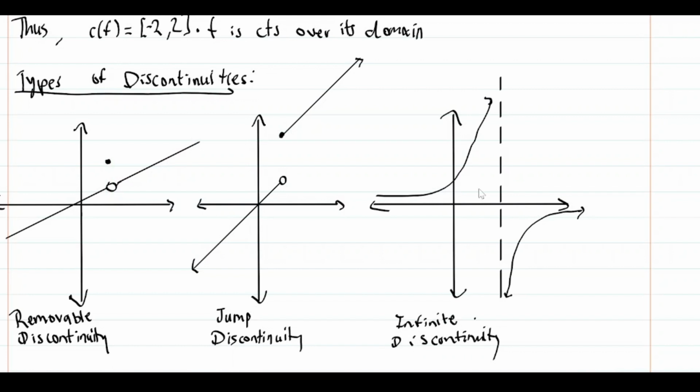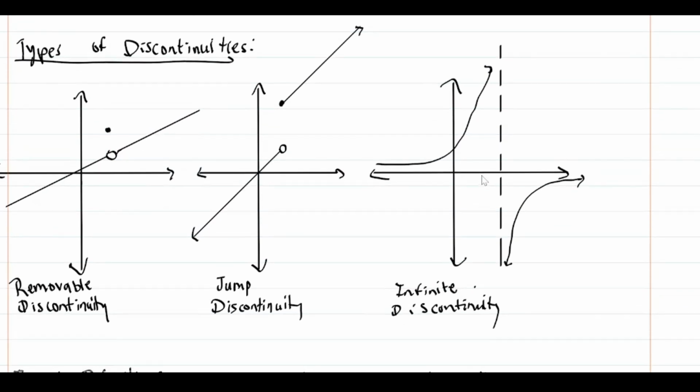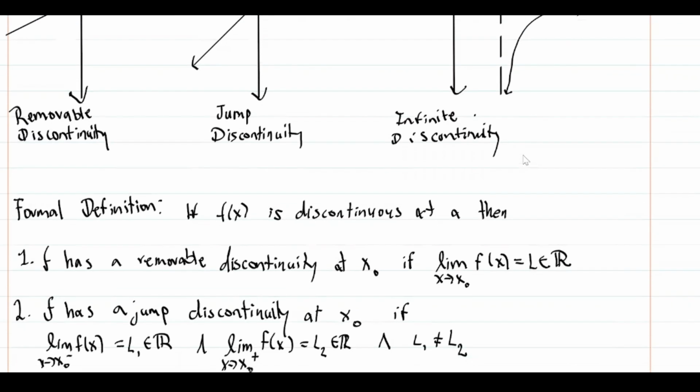Finally, we're going to do types of discontinuities. So we have a removable discontinuity, a jump discontinuity, and an infinite discontinuity. A removable discontinuity is right here. We can just remove it by filling in the point. A jump discontinuity is where we have this gap, right? It's not just a hole. And an infinite discontinuity is self-explanatory.